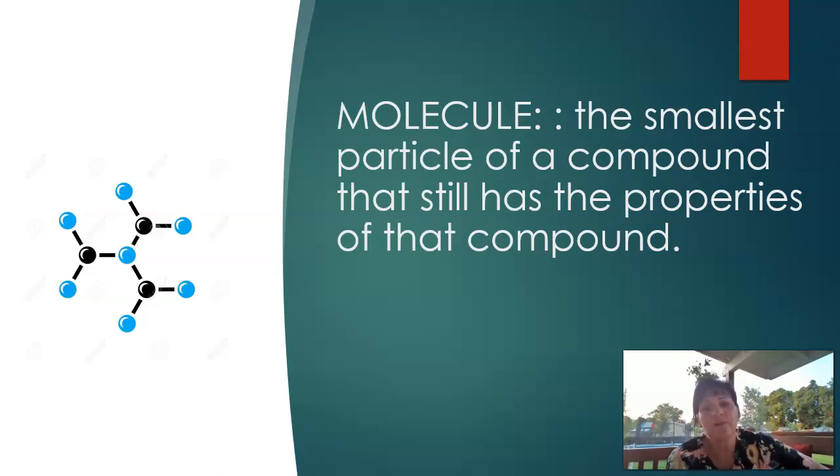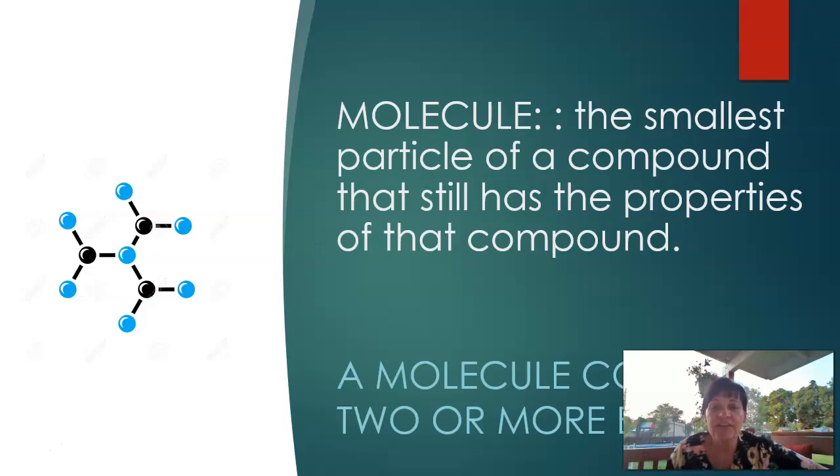So a molecule is the smallest particle of a compound that still has the properties of that compound. So you could have a molecule of water, two H's, H2, and then one O, okay? So that is one molecule of water. And then you can get tons of molecules of water together, and then you have a lot of water.